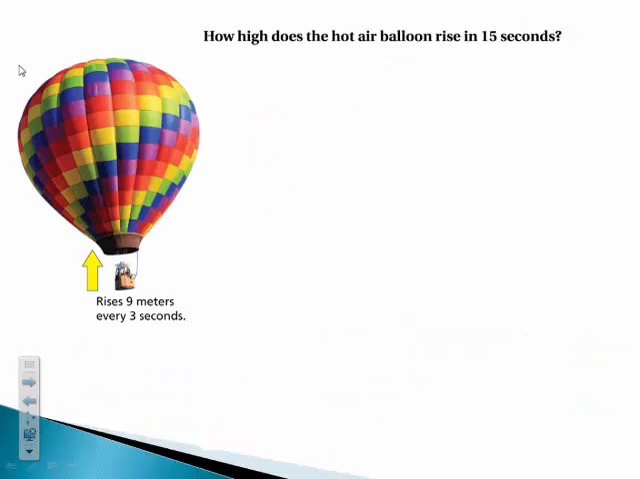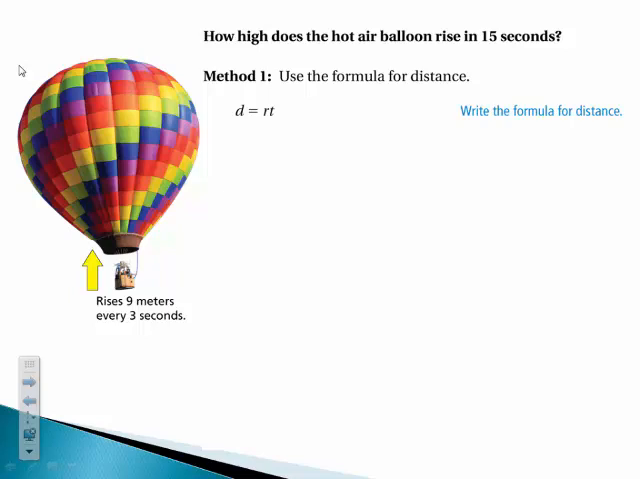All right, next example. How high does the hot air balloon rise in 15 seconds? So how high? That's a distance question. So we're going to be using the formula distance equals rate times time. Keep in mind there's two methods for this problem. So first off, we're going to just stick with the distance equals rate times time.